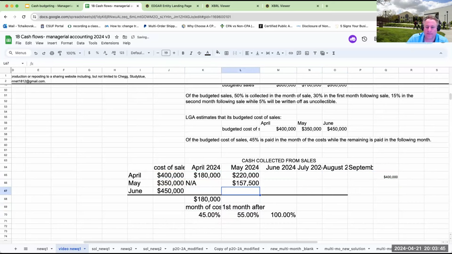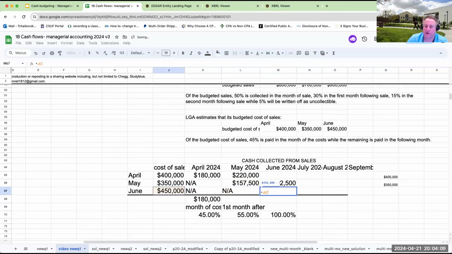So coming over here, we've got 45% times 350,000, or 157,500. I'm now going to do 350 times 55%. I'll get 192.5. I want to make sure I add these up. This equals 350. For the month of June, not applicable, not applicable.